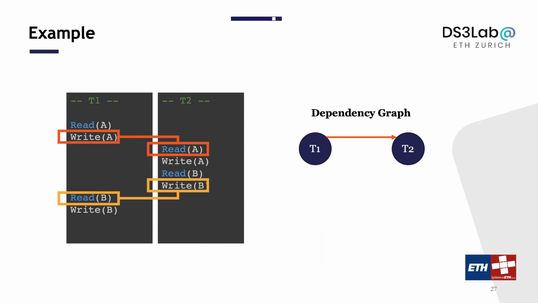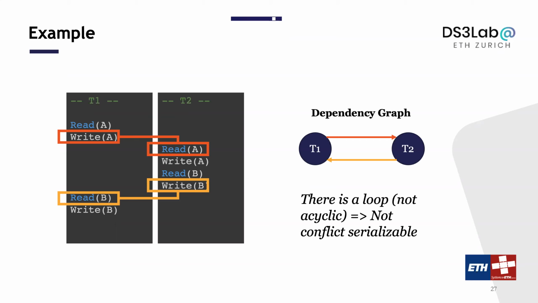And then here's another pair of conflicting operations. I have a write B in T2 and a read B in T1. In this case, the operation in T2 happened earlier, so I introduce one edge in the graph pointing to T1 from T2. As you can see, there's a loop in the dependency graph, and in this case, this schedule is actually not conflict serializable.